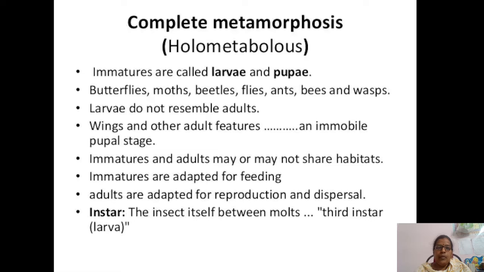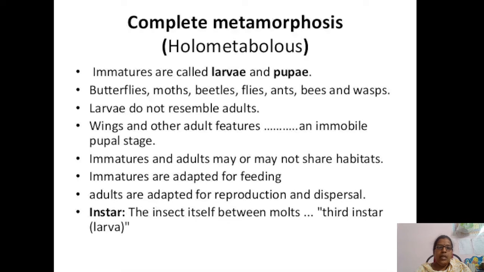So, for example, for this holometabolism, holo means complete metamorphosis. So they are butterflies, moths, beetles, etc. Here the larvae won't resemble the adults. Okay. So here you can see wings and other adult features, and an immobile pupal stage. The pupal stage is immobile in nature, so it won't move, whereas the larval forms and adults will move. Immatures and adults may or may not share the same habitat.